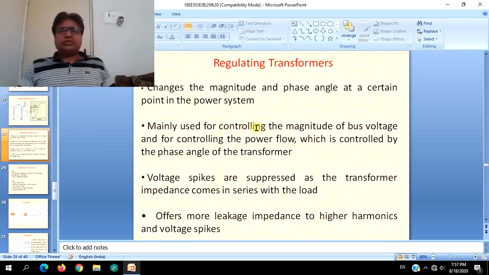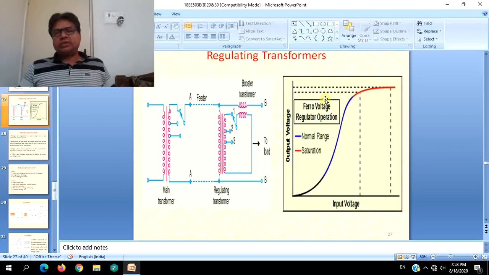They are mainly used for controlling the magnitude of bus voltage and for controlling the power flow, which is controlled by the phase angle of the transformer. Voltage spikes are suppressed as the transformer impedance comes in series with the load, as discussed. It offers more leakage impedance to higher harmonics and voltage spikes. All these things are because of this saturation zone.